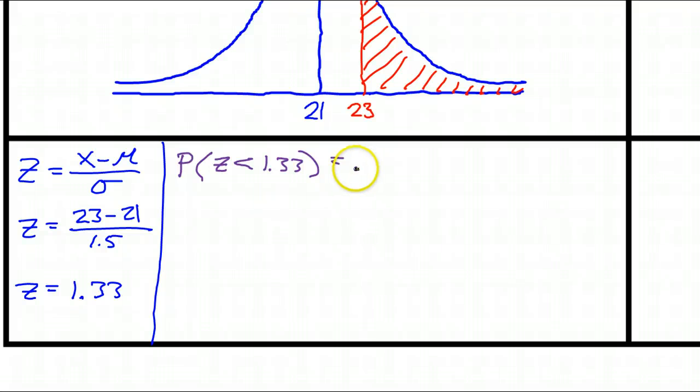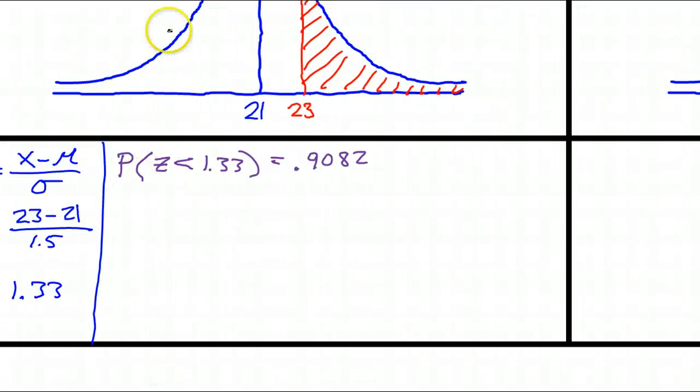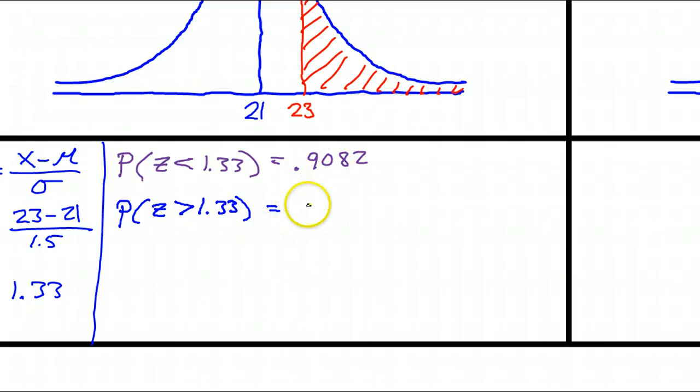Okay, so this is 0.9082. But what you need to understand is this is the proportion of z values that are less than 1.33. If I want the proportion that's greater than, and this is what I usually have you write down, if I want to change this and do the proportion of z values that are greater than 1.33, then I need to subtract from 1 to find the right hand side.